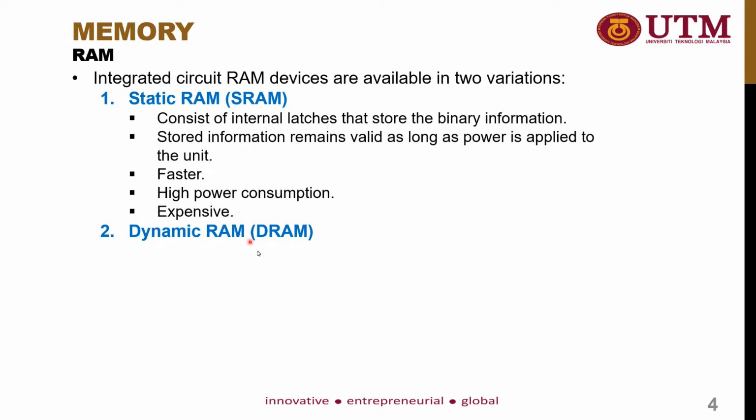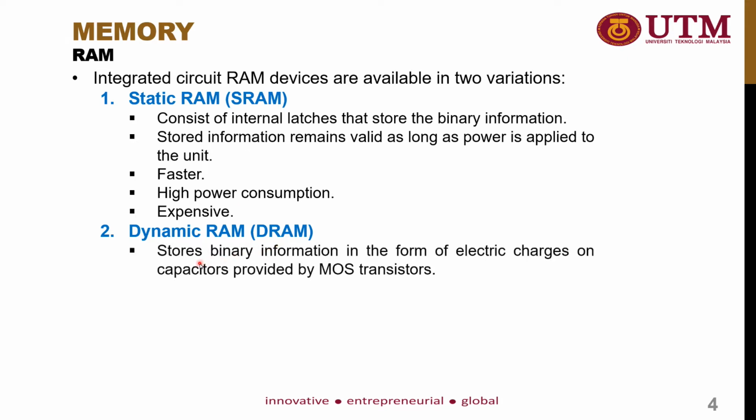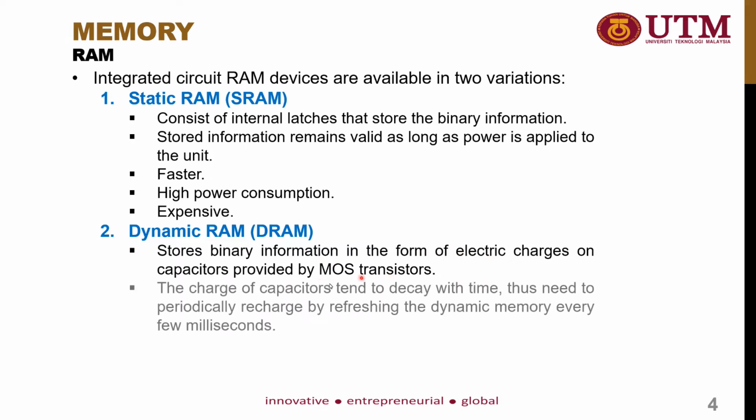The next variation of RAM is the dynamic RAM. So what is a dynamic RAM? Dynamic RAM stores binary information in the form of electric charges on capacitors provided by MOS transistors. The charge on the capacitors tends to decay with time, so it needs to be periodically recharged by refreshing the dynamic memory every few milliseconds.